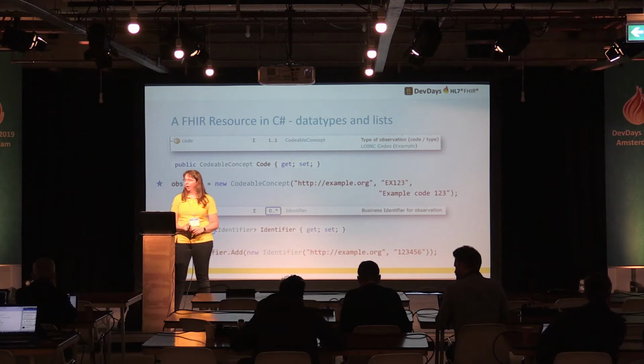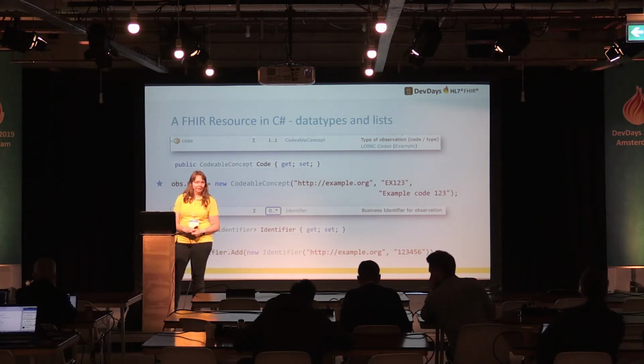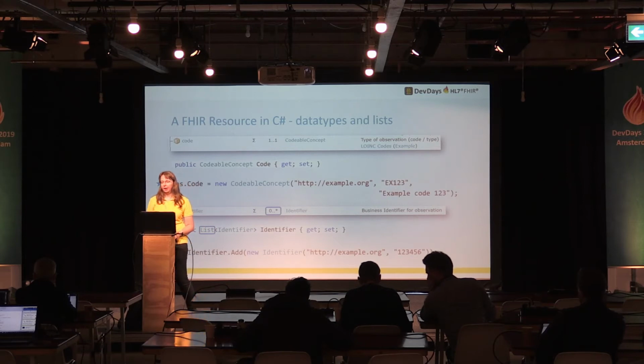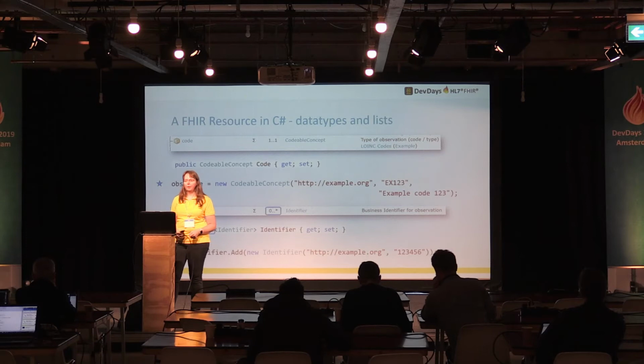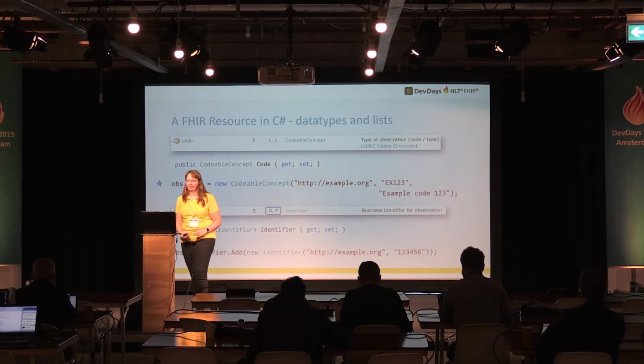And of course, if you use lists, then in this case, you can use the add in order to add a new identifier. You don't have to create the observation.identifier field first. It will always be there, and then you can just add to it in order to add extra data in it.